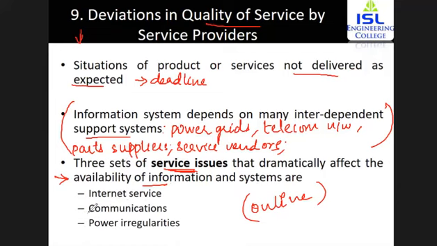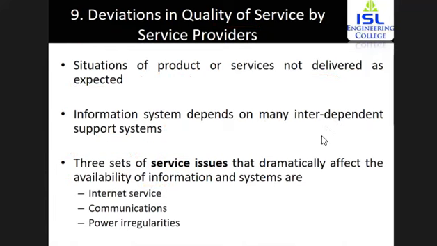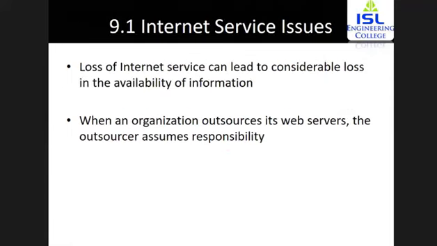Power irregularities. That is, if you've got a sag in power, or the power goes down, or a complete power cut off, those are the different power irregularities. The first one is internet services issues. Now, for organizations that rely heavily on the internet and the web to support their continued operations, the threat of potential loss of internet services can lead to considerable loss in the availability of the information.